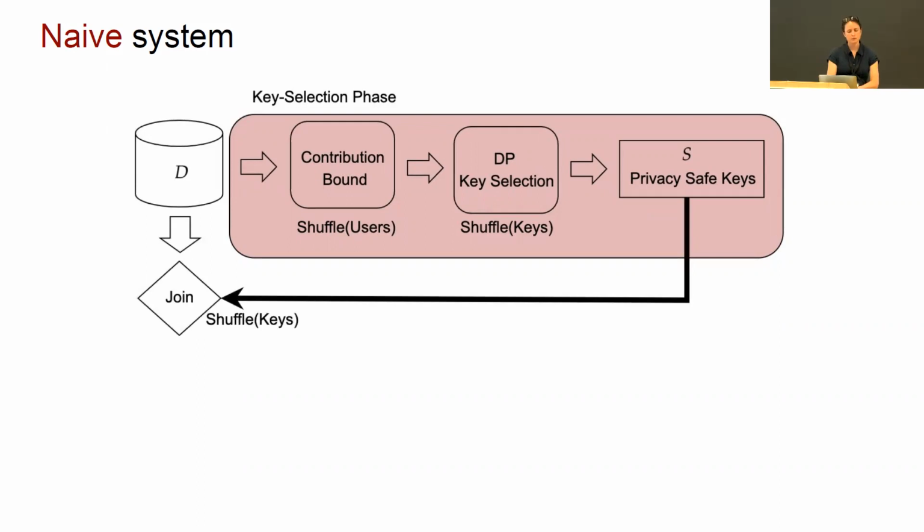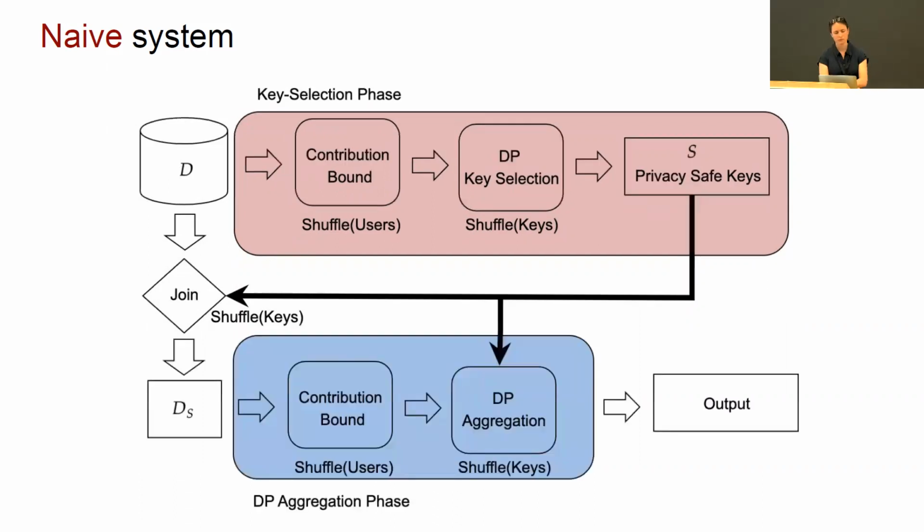So what we can do instead is run a join operation on D and S. That is, we're going to restrict D to only its entries that are keyed by something from S. And that requires shuffling D's data to group it by key. And then finally, we're going to take this S restricted data set, the D sub S, and group by user to enforce the L contribution bound again. And now we're going to group by key to run our mechanism M on each key and output the result.